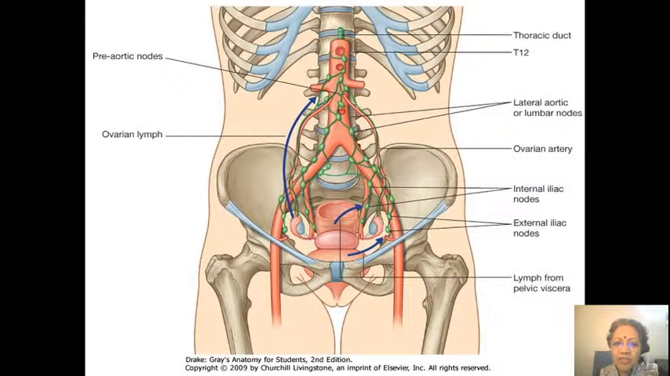External iliac nodes can get involved only with body wall relations. You might have heard about it yesterday with the bladder, but external iliac nodes don't get involved with the ovary.